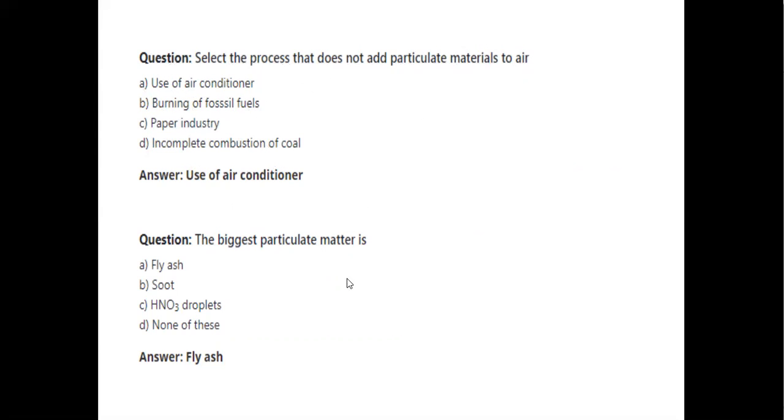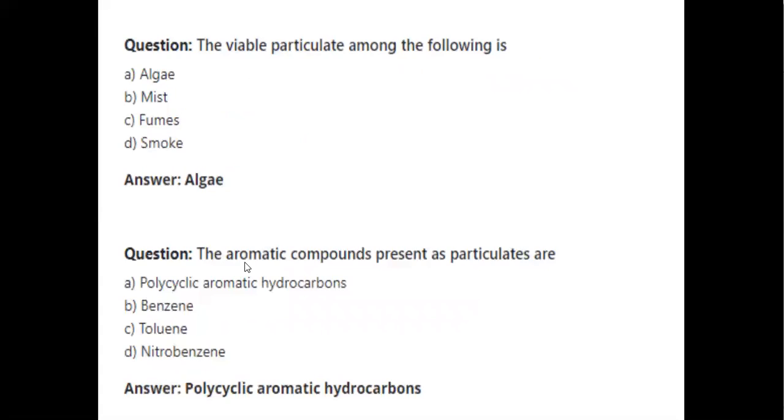The biggest particulate matter is fly ash, soot, HNO3 droplets, or none of these. Here your answer is option A, fly ash. Fly ash is the biggest particulate matter.